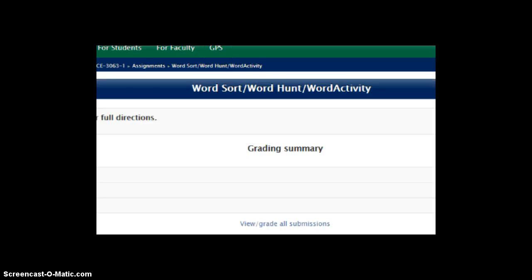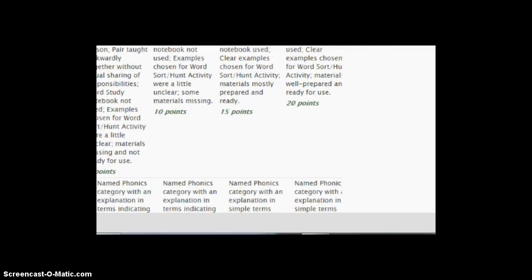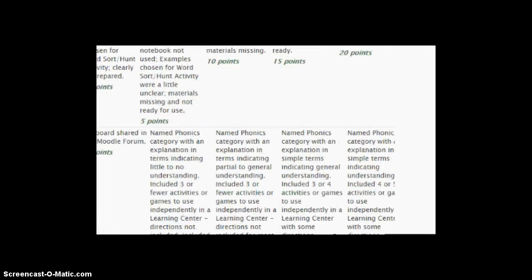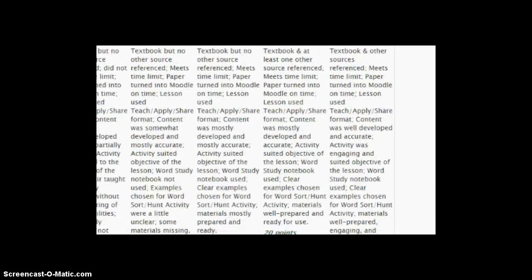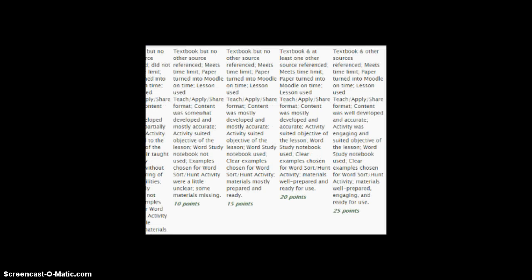So let's look at the rubric. If you go to the submission section on Moodle, you will find a rubric. This assignment is worth 50 points. And I need to scroll over all the way so you can see 25 points here. So as you begin to work on your lesson plan, notice that you are to have sources, the textbook and other sources referenced in your Teach, Apply, Share lesson plan. The difference between full 25 points and a 20-point response is that here you used at least one other source in addition to the textbook, but here you're using sources, multiple.